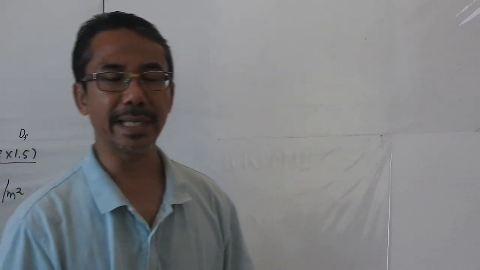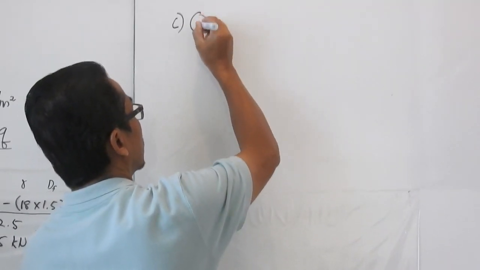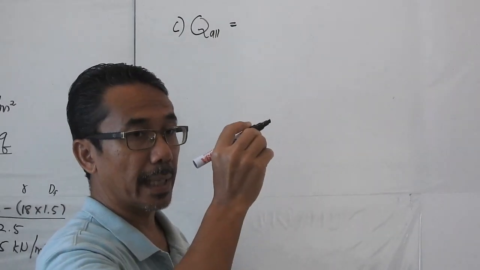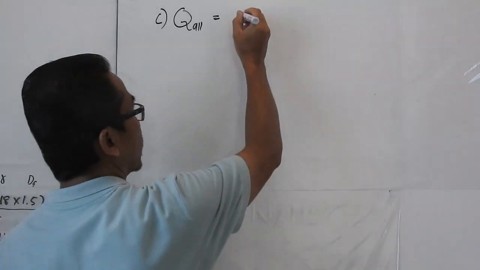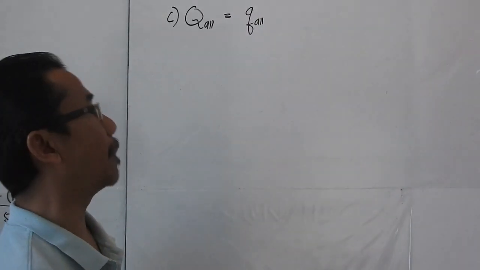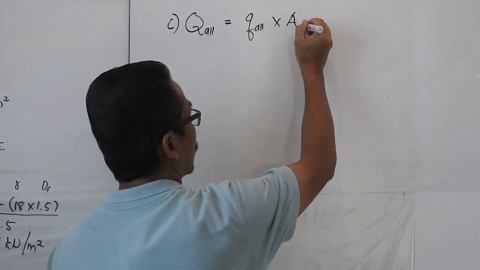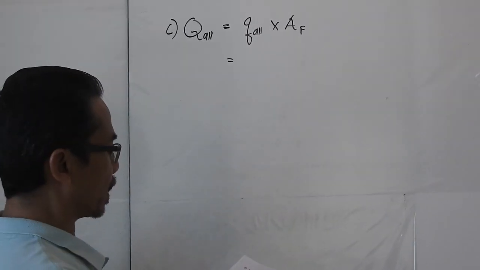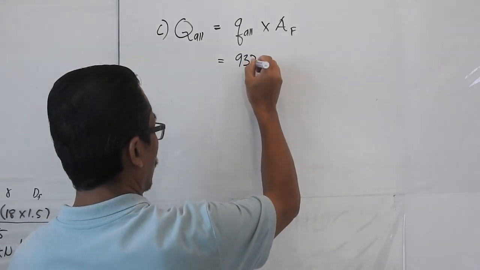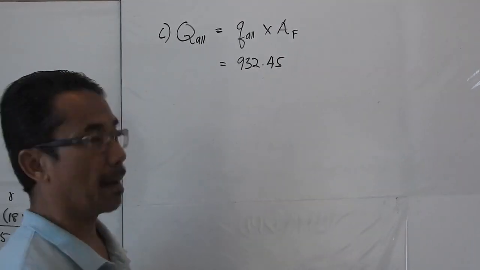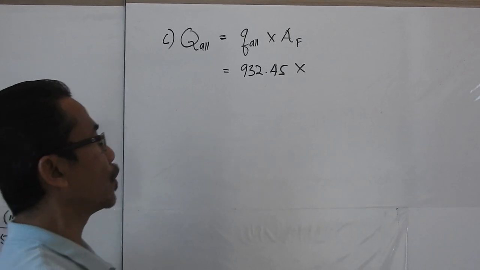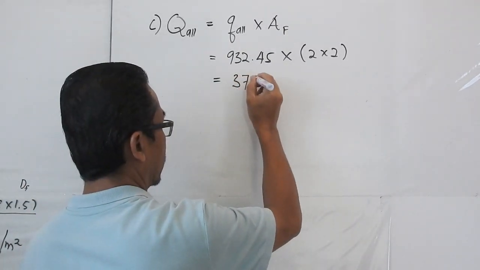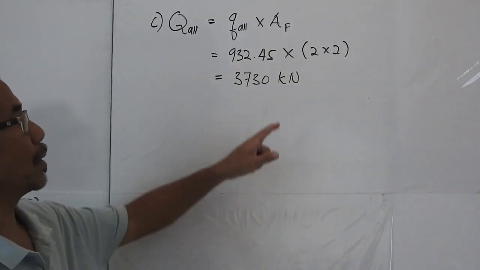So for part C, we have to calculate the allowable load. C, allowable load, written as capital Q sub ALL, equals the allowable bearing capacity multiplied by the area of the footing. So small q sub ALL, that is allowable bearing capacity, multiplied by the area of footing A sub F. So allowable bearing capacity we have calculated in part A, which equals 932.45 kilonewton per meter squared multiplied by A sub F, the area of the footing, 2 meters by 2 meters, equals 3730 kilonewton.